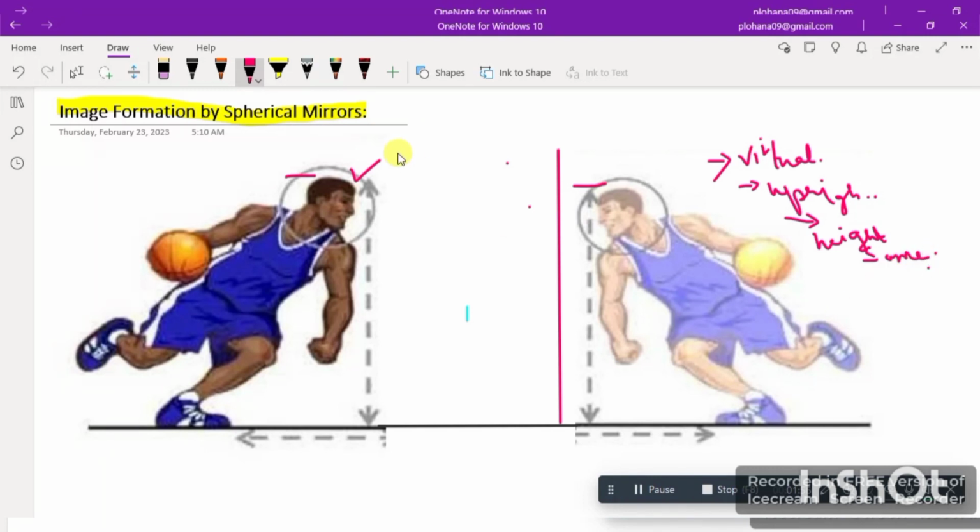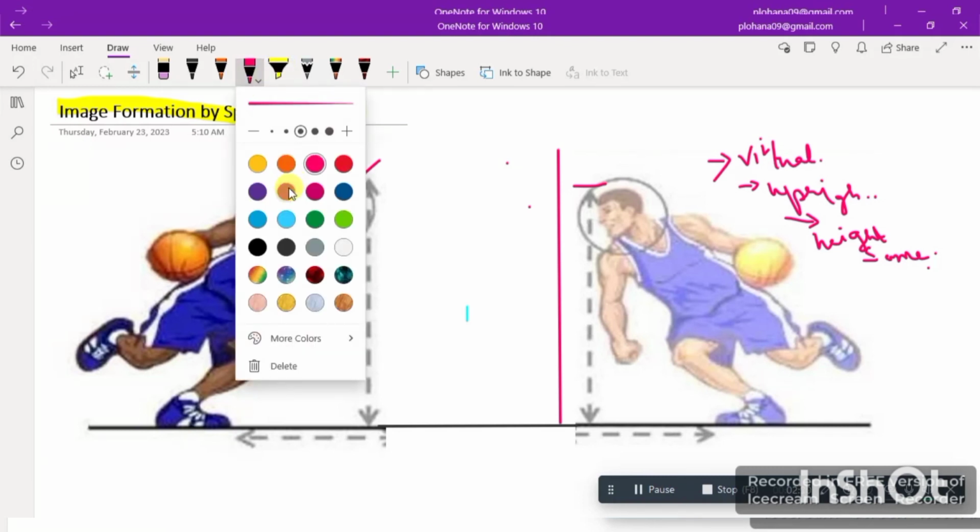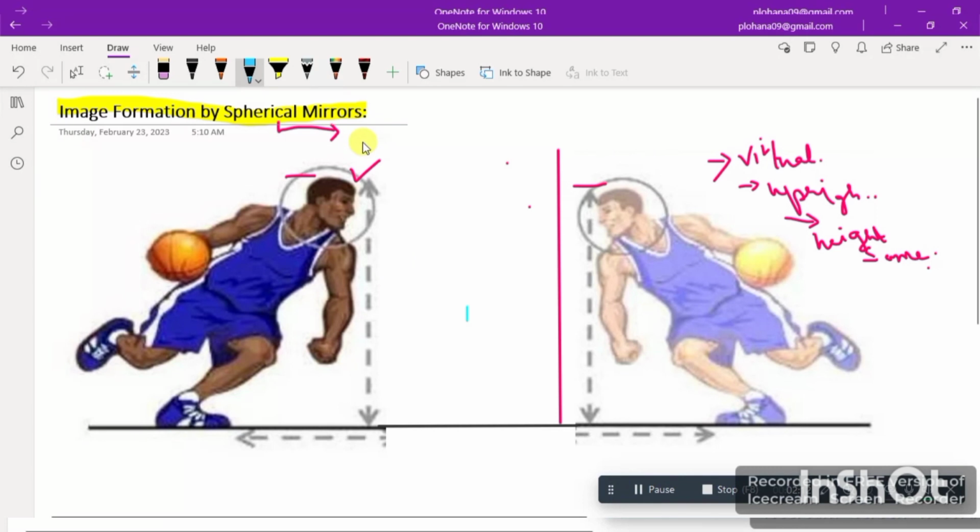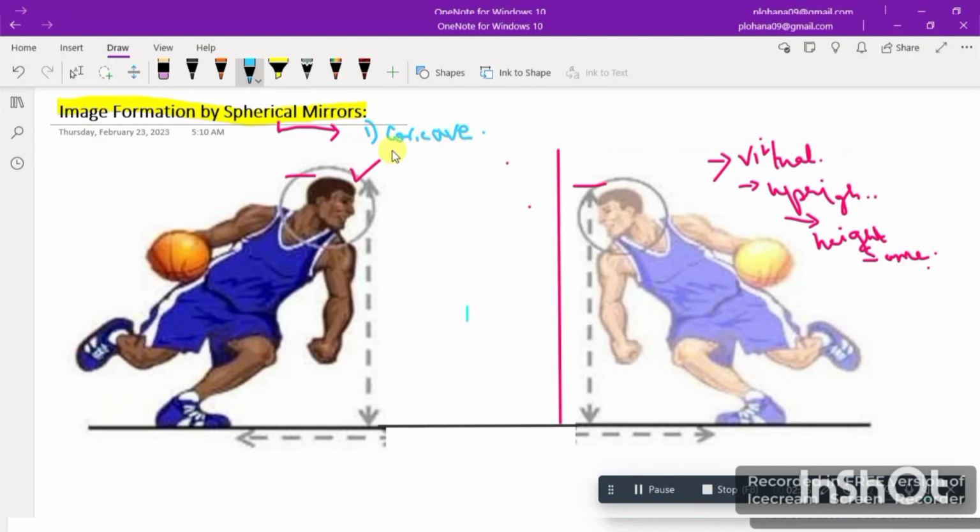So today we'll be discussing how an image is formed in a spherical mirror. First of all we need to know what spherical mirrors are. As we have two types of spherical mirrors, the first is the concave mirror and the other is the convex mirror, right?